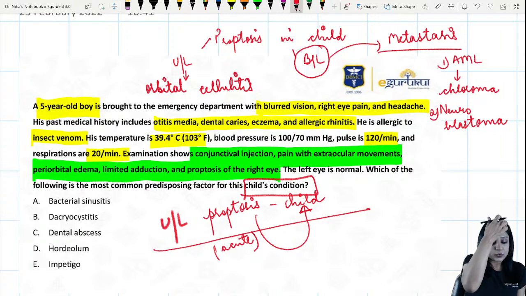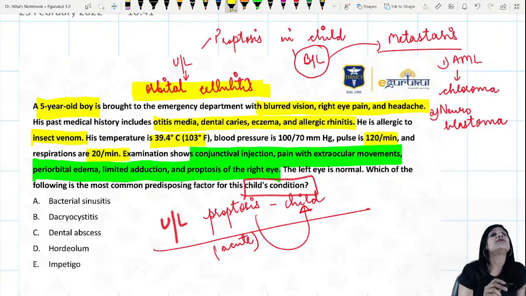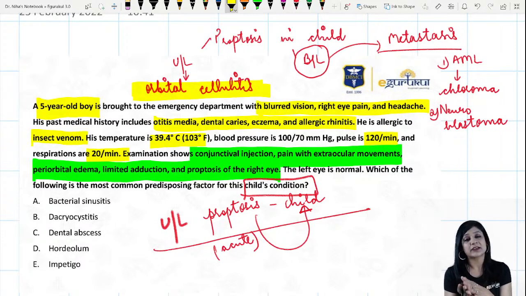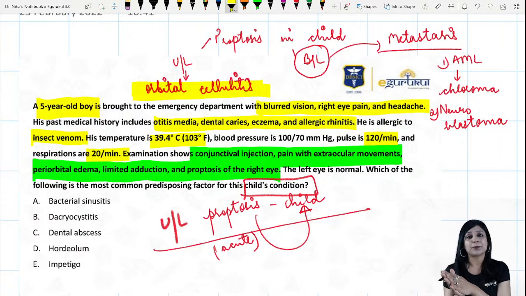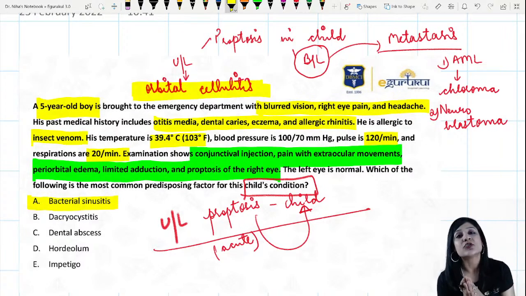Now, because this is unilateral proptosis and it is acute, we can take it as a case of orbital cellulitis. Now, let's match the clinical features. What is cellulitis? Cellulitis is an acute inflammatory, infectious condition. In orbital cellulitis, what is the most important predisposing factor? The infection is coming from neighboring places. The most common neighboring place is the sinus. Therefore, the answer is bacterial sinusitis.